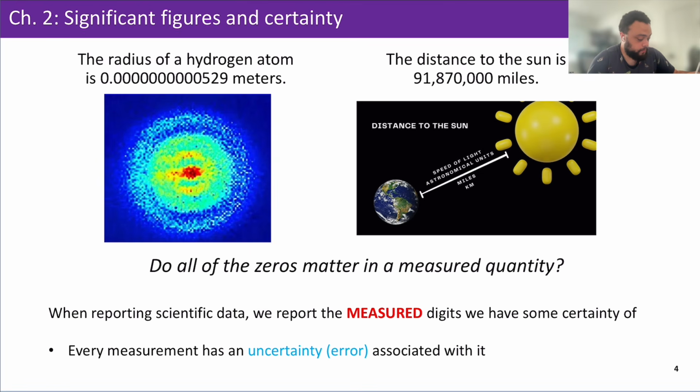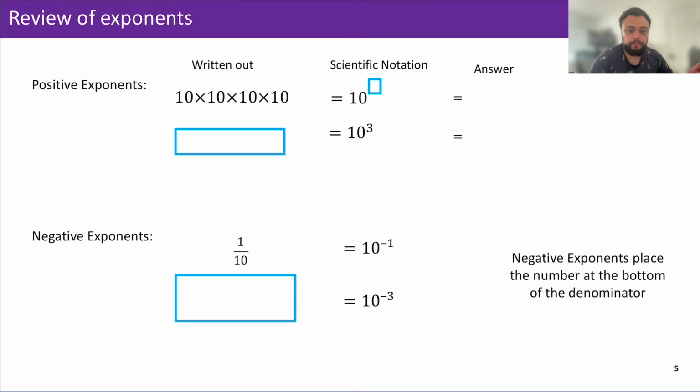And so we have to ask ourselves, do all of these zeros matter every time? There are so many. When we report scientific data, we report the measured digits, but sometimes there will be other digits. If you've ever hit the pi button on your calculator and then hit enter, you will see that digits can go on forever. So how many of them are significant? What is your uncertainty? When are you sure you have a number? When are you unsure?